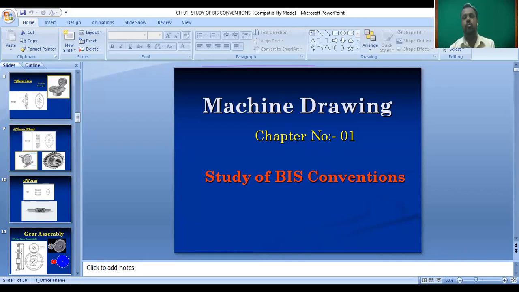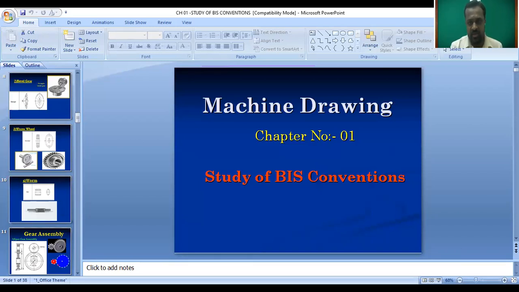For these machine components we have to draw the convention, the BS convention. This is the name or title. This is our actual subject, and for this actual subject we have to draw the conventional representation. Then the first point is knurling.